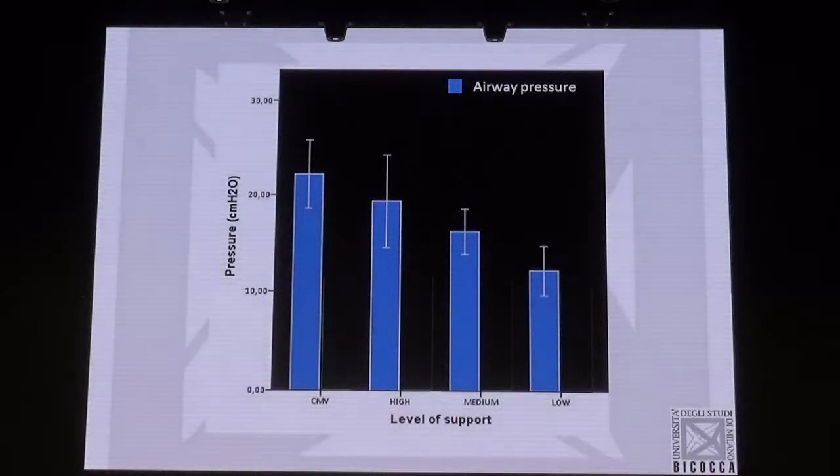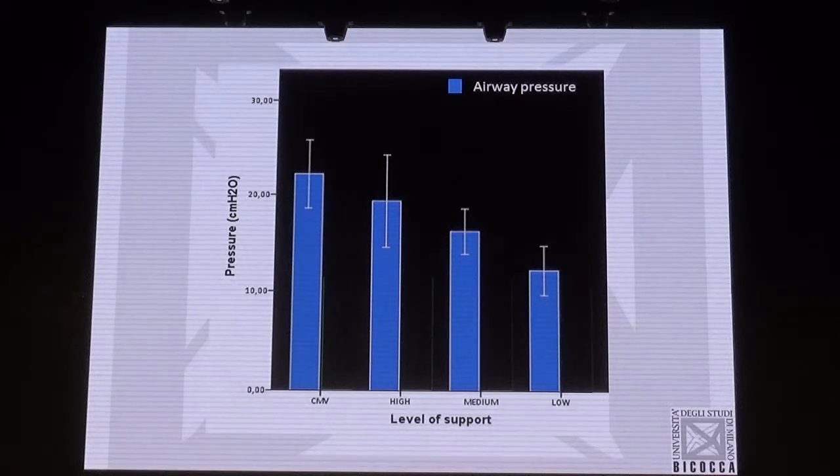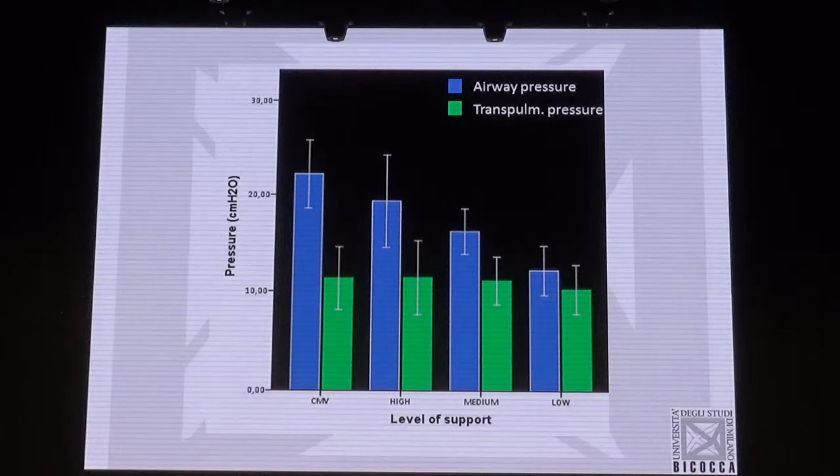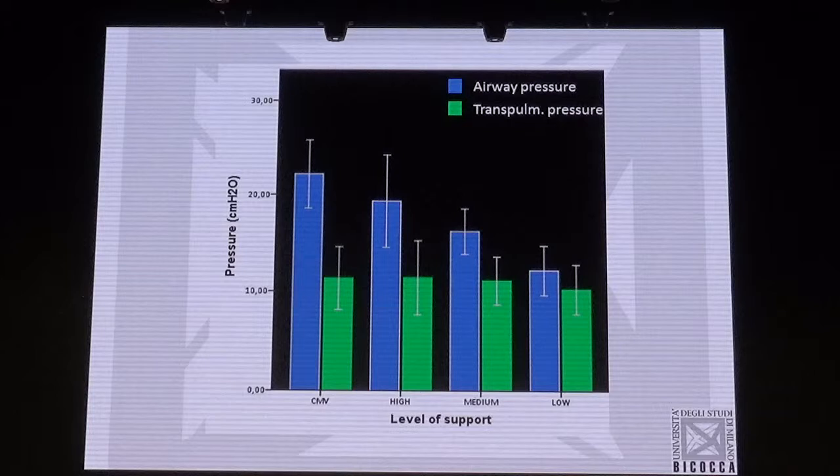Still, it's important to remember that when we have a patient spontaneously breathing, airway pressure tells us little about how much pressure is applied on the respiratory system. Look at this. This is from controlled ventilation to decreasing levels of support. We see airway pressure going down, and we might think, well, things are going well. Airway pressure is decreasing. But if we look at transpulmonary pressure, the pressure that the lung sees, the pressure which affects the lung, there is actually no difference at all, because for the same tidal volume and the same inspiratory flow, transpulmonary pressure will have to be the same.